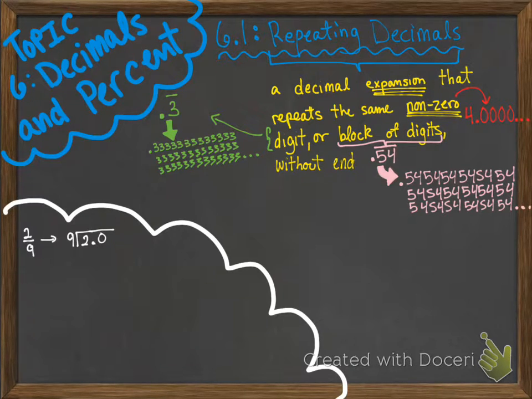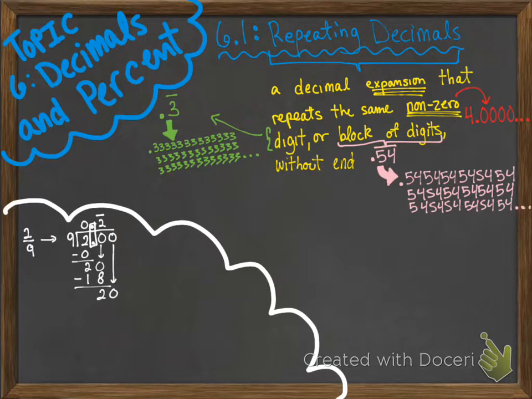So how many times does 9 go into 20? Well, 9 goes into 2 0 times. 9 times 0 is 0. 2 minus 0 is 2. Bring down the 0. 9 goes into 20 how many times? 2 times. 9 times 2 is 18. 20 minus 18 is 2. Bring down another 0. And now I'm going to bring up my decimal, so 0.2.